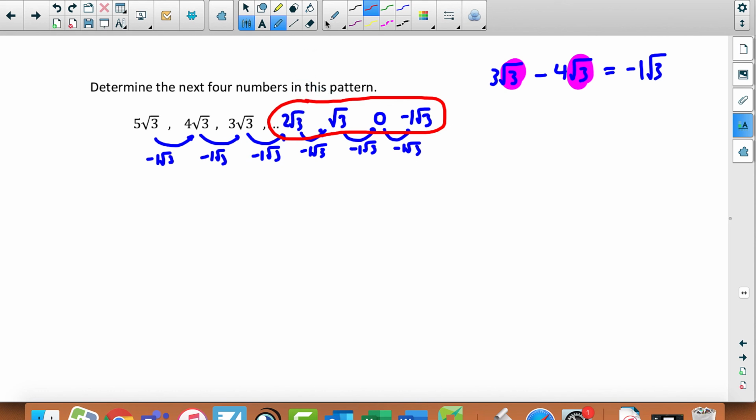Okay, that's it. That's it for patterns today. Next day we'll get into a little more complicated patterns. Next day we won't be looking for the next 4 numbers. We'll be looking for, what is the 400th number in this pattern? And we're not going to be able to write them all down. We're going to have to come up with a rule, so to speak, to help us out.